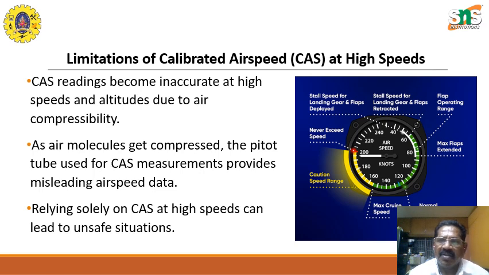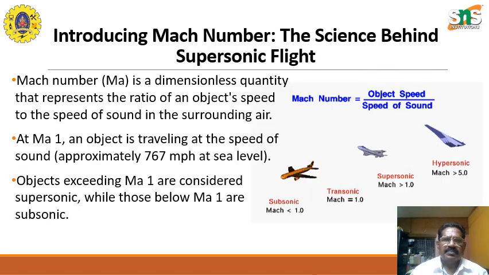So we have the drawing here, and the demarcations are very clear, all measured in knots. The airspeed is measured in knots. In order to overcome this, we introduce the Mach number, the science behind supersonic flight. Mach number, or MA, is a dimensionless quantity that represents the ratio of an object's speed to the speed of the sound in the surrounding air.